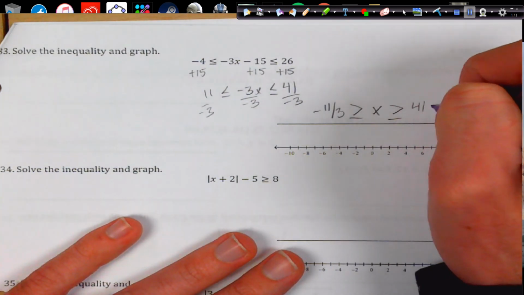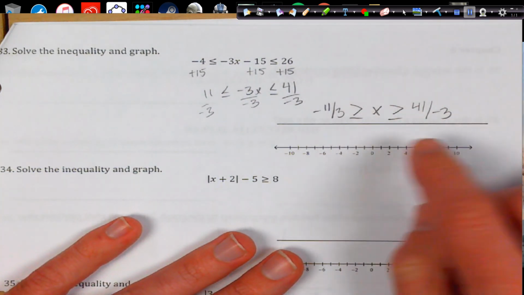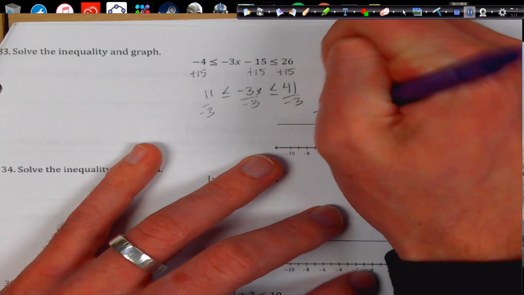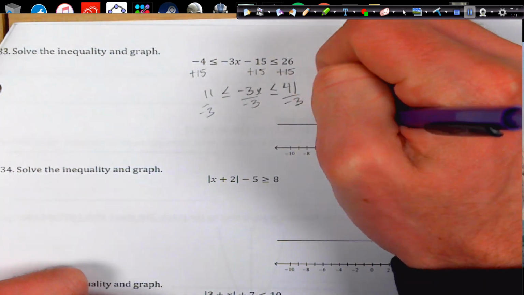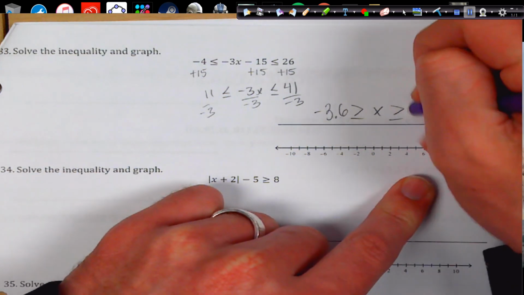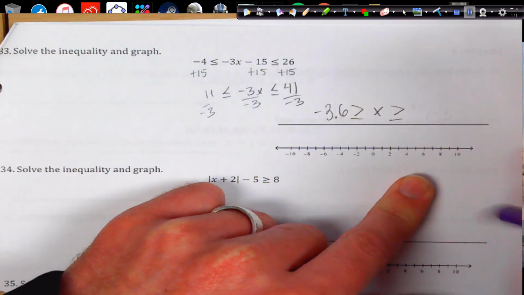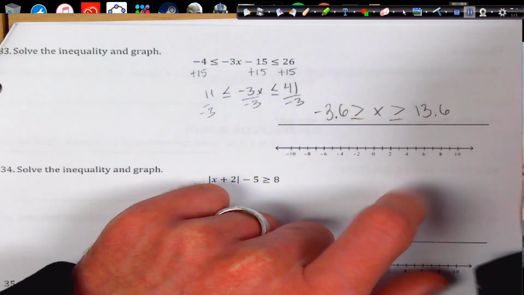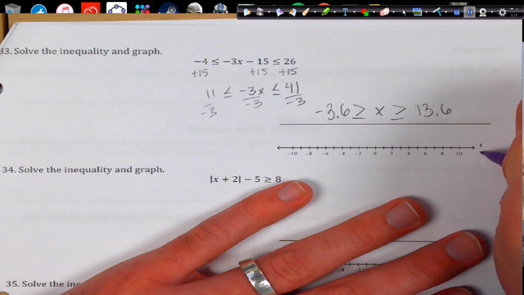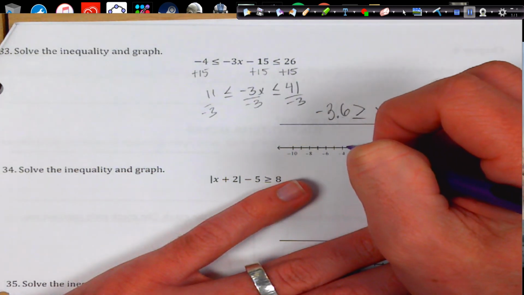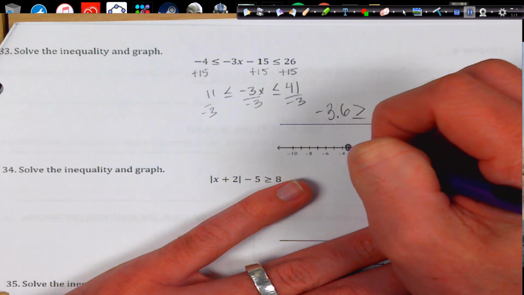41 over negative 3. Now, I'm going to just evaluate these as fractions for now. So this is 3.6. It'll just be easier to graph. And this is going to be 13.6. So I don't know why they give us problems sometimes. They're a little too big for us on this graph. 13.6. Okay, so 13.6 we'll just say is right here. 13.6, conveniently closed circle. Negative 3.6. That's probably right about there. Closed circle.